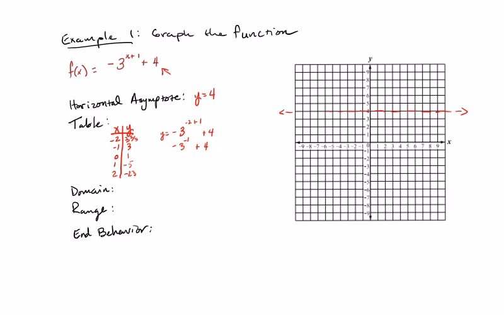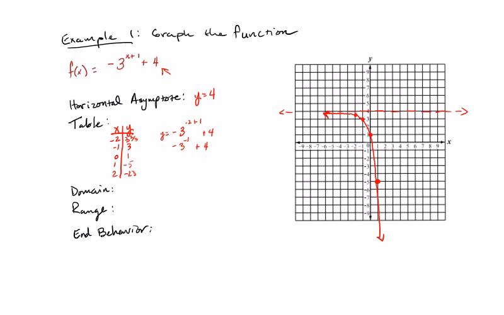Negative 2, and then it's going to be 3 and 2/3, so about right here. Negative 1 is at 3. 0 is at 1. 1 is at -5. 2 is at -23, and I'm not going to plot that. Alright, and there is our graph.